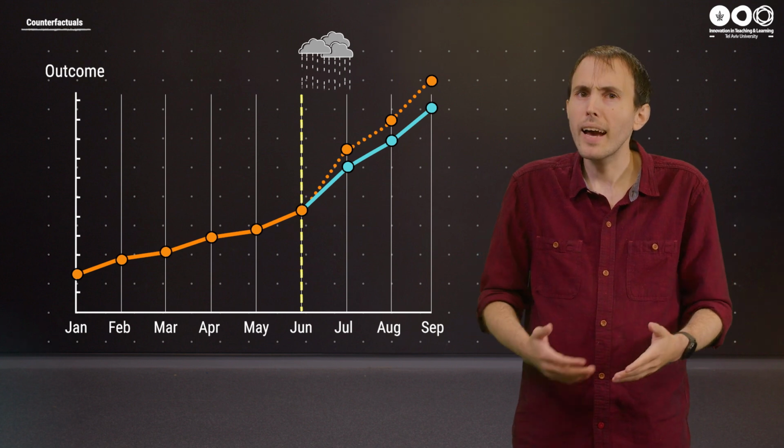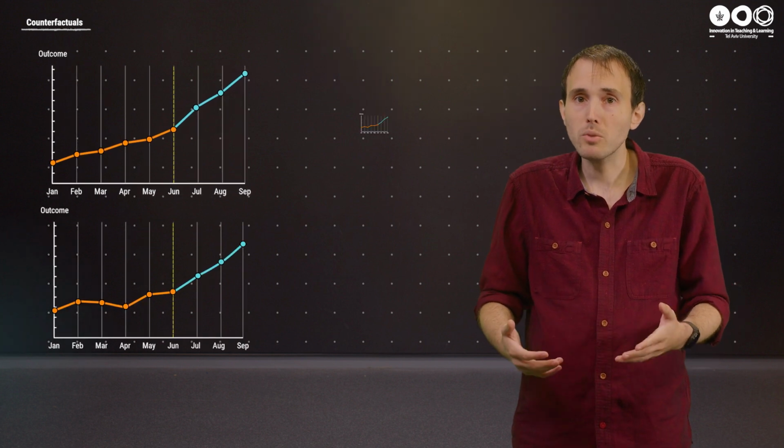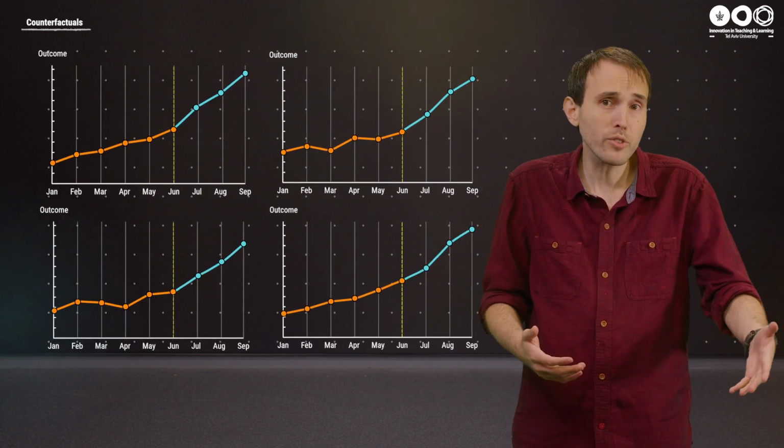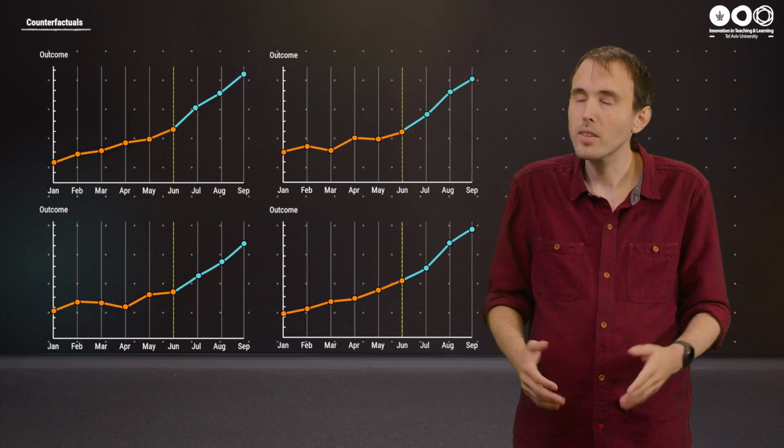Now we might say, okay, maybe we got unlucky, and it just so happened that such a major event happened at the same time as our intervention. But surely, if we repeat the intervention a bunch of times and the graph always improves, then the effect of the new seeds must be real, right?